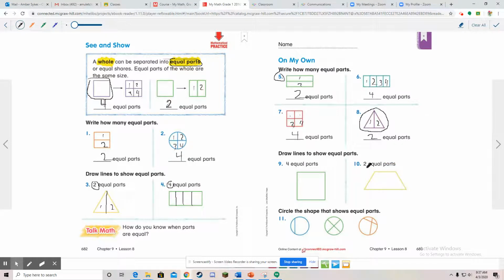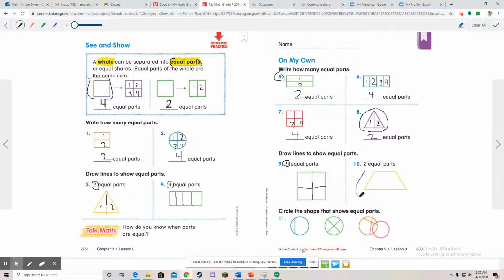So draw lines to show equal parts. Four equal parts. So let's look over here how they split this. So right down the middle, they split it in half. But are we done, guys? No, it wants four equal parts. We need to split it one more time in half like that to make four equal parts.